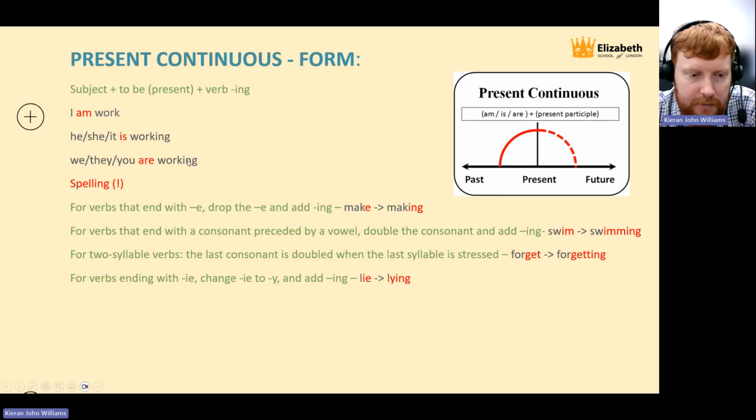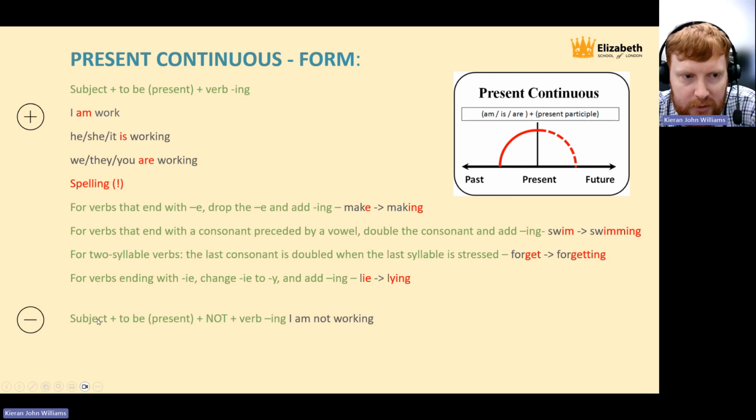Let's have a look at the negative form. We take our subjects, we use the verb to be, am, is, are. Then we use the word not, and then we use the verb in the ing form. So I am working would become I am not working. He, she, it is working would change to he, she, it is not working. And we, they, you are working changes to we, they, you are not working. Quite simple to make that one.